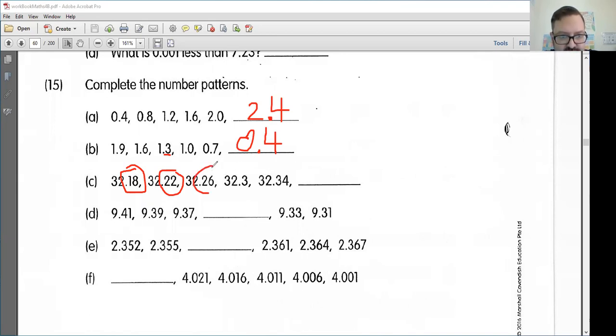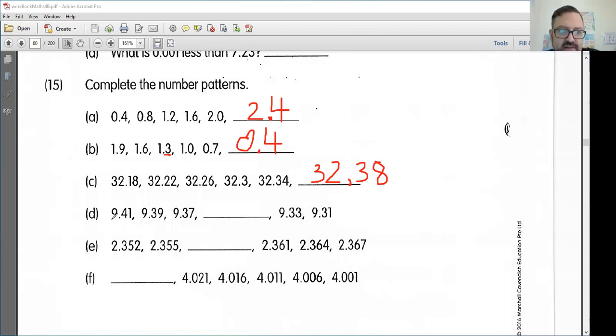So that works here. 22 plus 4 is 26. 26 plus 4 is 30. That's how I'm thinking about this, even though these are after the decimal point. So let's add another 4/100. I should get 32.38. Once again, I'm just changing this 4. I'm adding 4/100 to it.